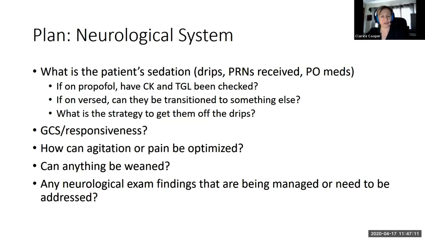You want an accurate measure of what their current GCS is and relevant neuro exam. You want to think about how can we optimize their agitation or pain? Can we wean anything? And additionally, particularly for the head injured patient or the spinal cord injured patient, think about what the physical exam findings are that are being monitored or addressed, and what are those plans from the specialists.